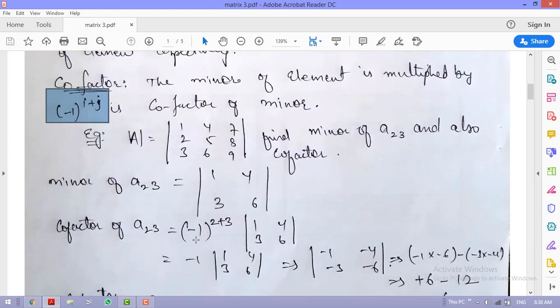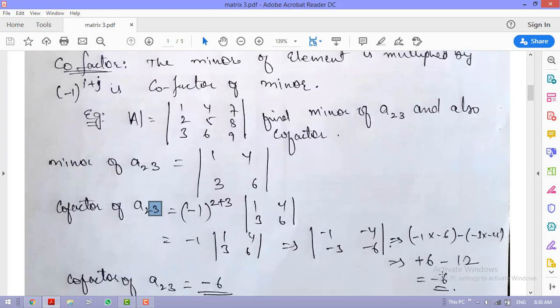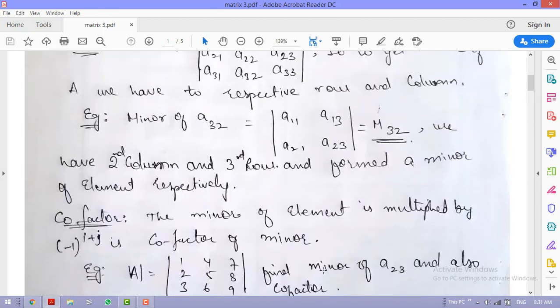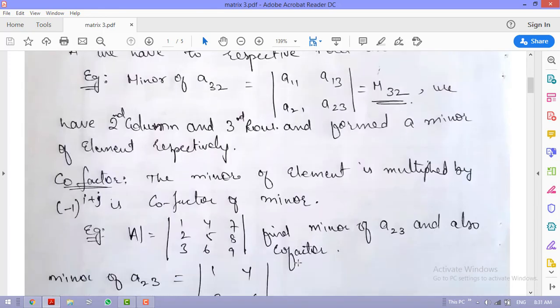So minus 1 to the power, we have the second row, like 2, and we have the third column, so minus 1 to the power 2 plus 3, which gives minus 1 to the power 5, which is obviously minus 1. If you multiply that minus inside the matrix, that will give you the cofactor of the matrix. So whenever you are finding a 3 by 3 matrix determinant, you have to apply both of these operations to each and every minor.